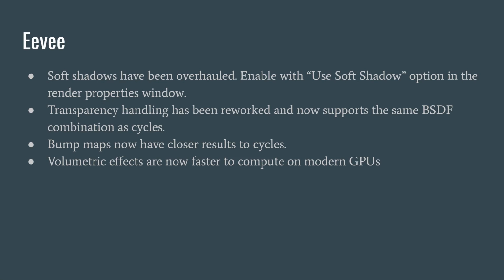Especially if you're going back and forth between Eevee and Cycles, just trying to work it out in Eevee, then finish it in Cycles. Bump maps now have closer results to Cycles, so that's cool. And volumetric effects now compute faster on modern GPUs, and this is just for Eevee, I believe.